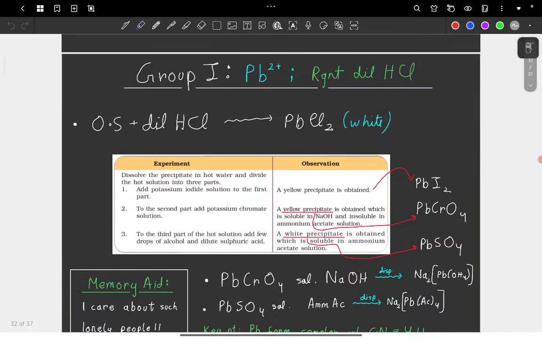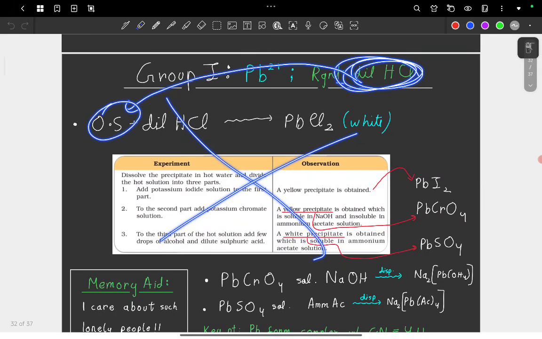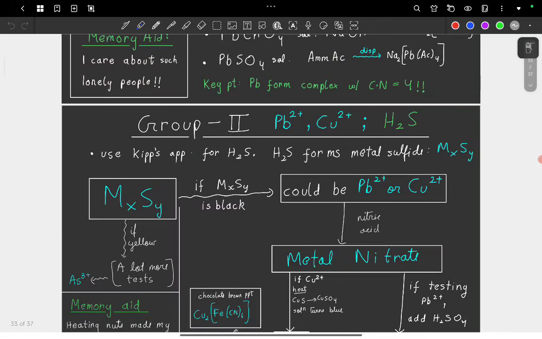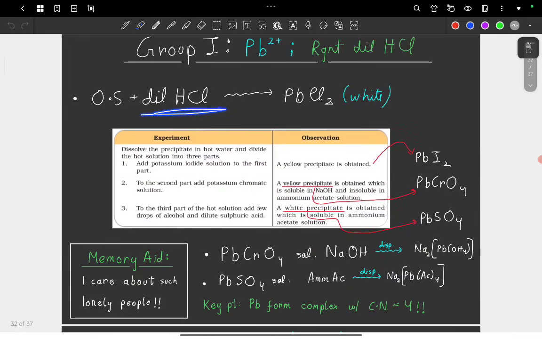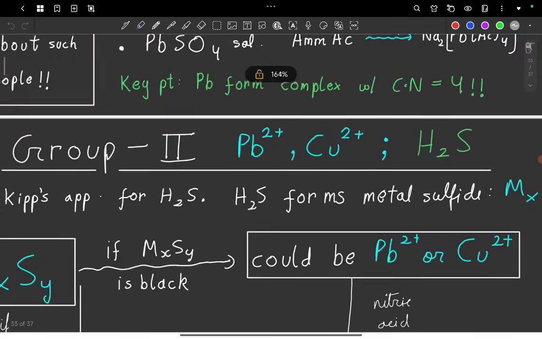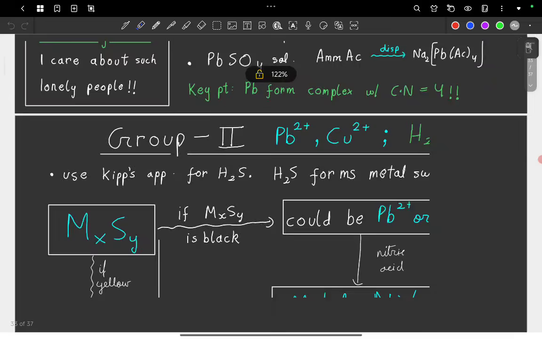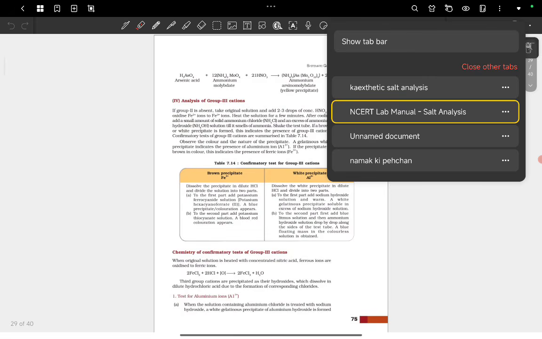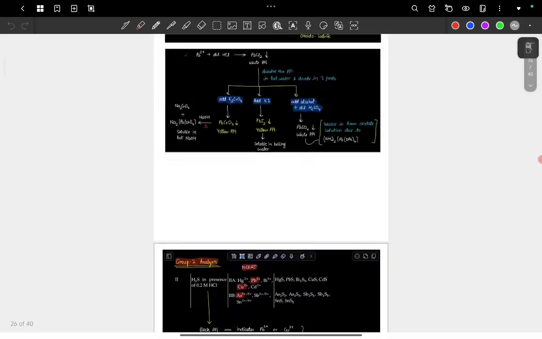Basically, if our group 0 test and group 1 test gave no result, we have our dilute HCl with the original salt solution. We are going to pass H2S through that. And this is going to be basically acidic H2S because acid exists from earlier tests, and we are going to add H2S, so it will become acidic H2S. And how do we add H2S? Basically, I'll show you the NCERT manual.